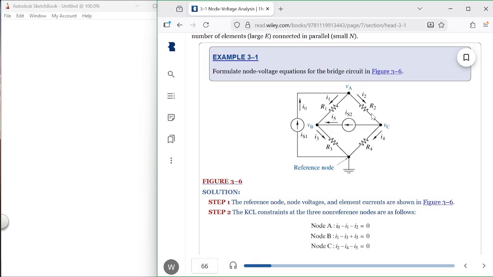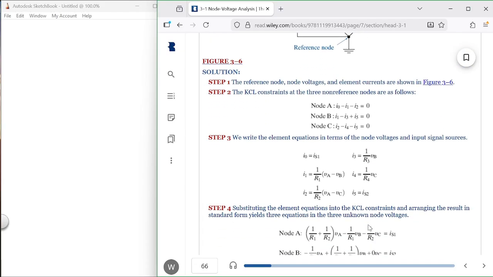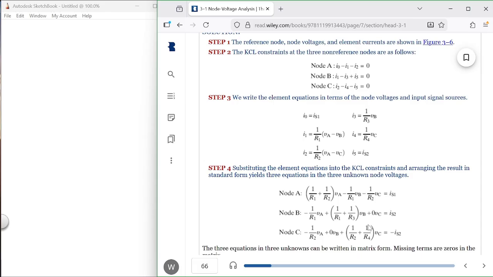Here's an example. You find the unknown nodes, VA, VB, and VC. You write current equations at those nodes. So the current coming in is equal to the current going out. I0 minus I1 minus I2 equals 0. So the current going into that node is equal to the current going out, but you write it in terms of voltage. Okay.